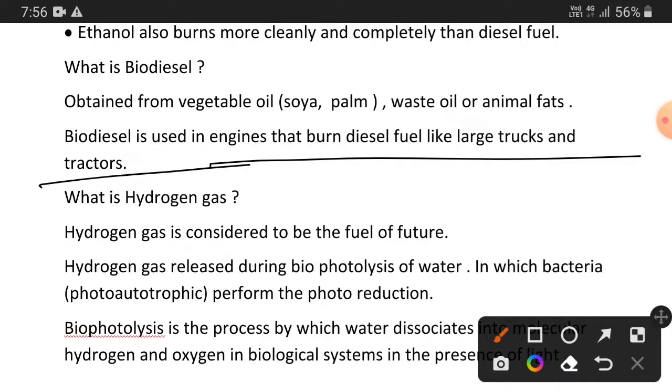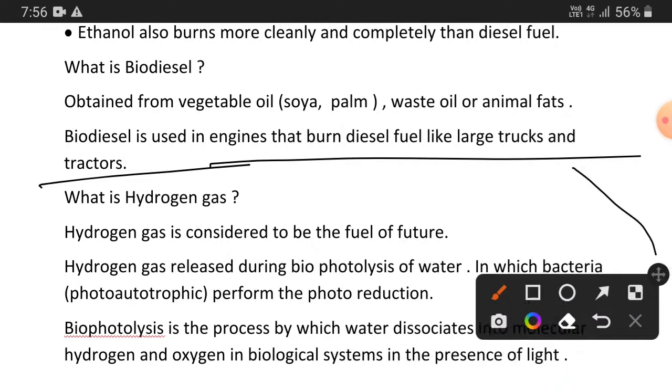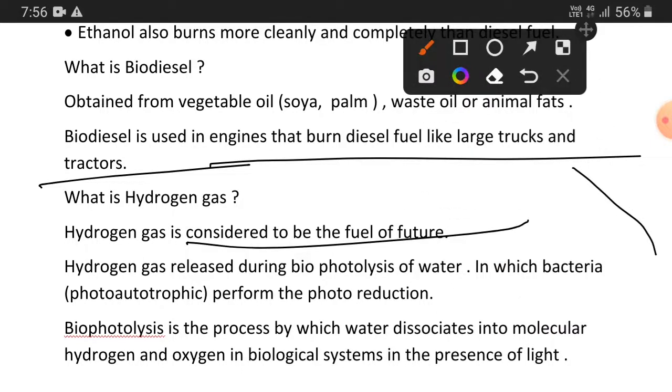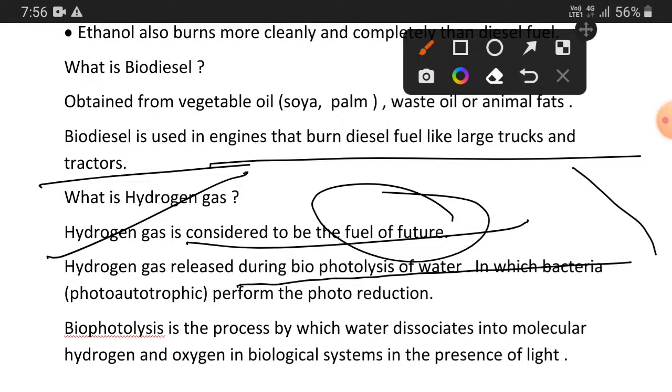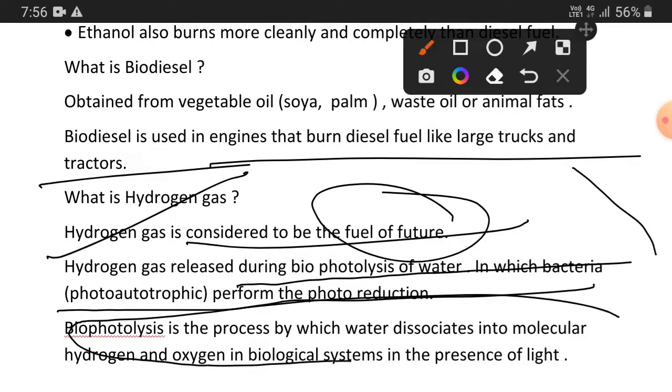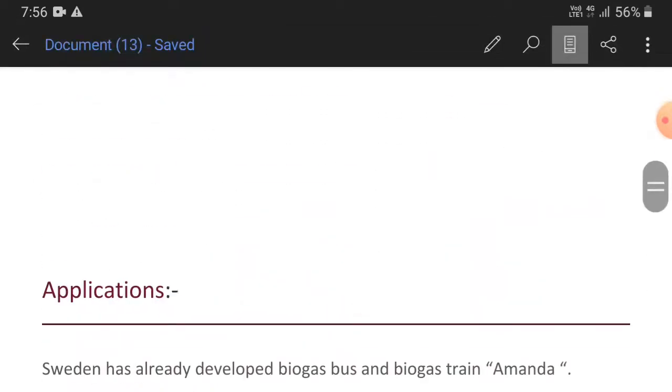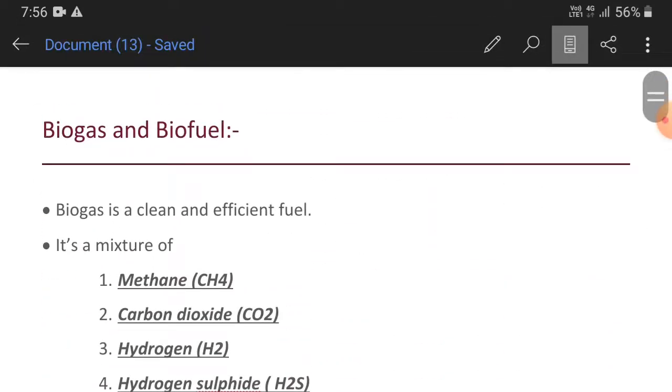like large trucks and tractors. So what is hydrogen gas? I have also discussed this with you, that hydrogen gas is considered to be the fuel of the future. Hydrogen gas is released during biophotolysis of water in which bacteria perform the photoreduction. Biophotolysis is the process by which water dissociates into molecular hydrogen and oxygen in biological systems in the presence of what? In the presence of light. So those are the various theoretical points that you need to remember about biogas and biofuel. Now we are going to discuss how you can make biodiesel. That is the important point of that concept.